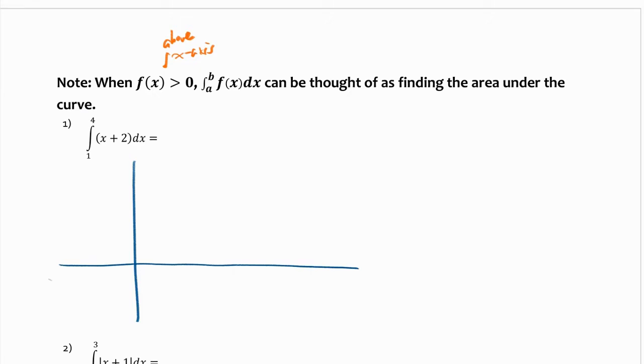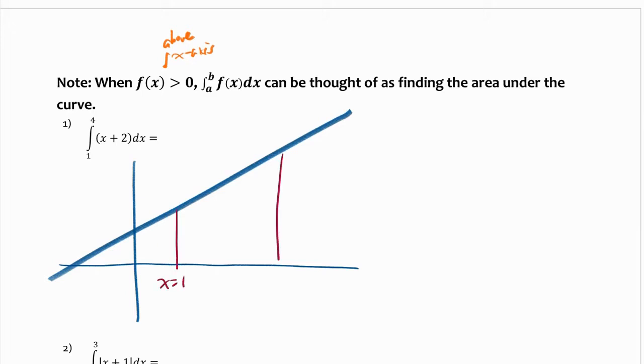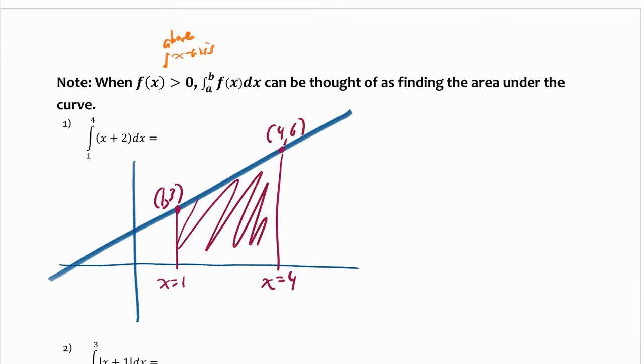If I graph the line y equals x plus 2, and I evaluate from x equals 1 to x equals 4, I know that the ordered pairs here are (1, 3) and (4, 6). So the area of this trapezoid, we can do a little bit easier and just break it up into a rectangle and a triangle.